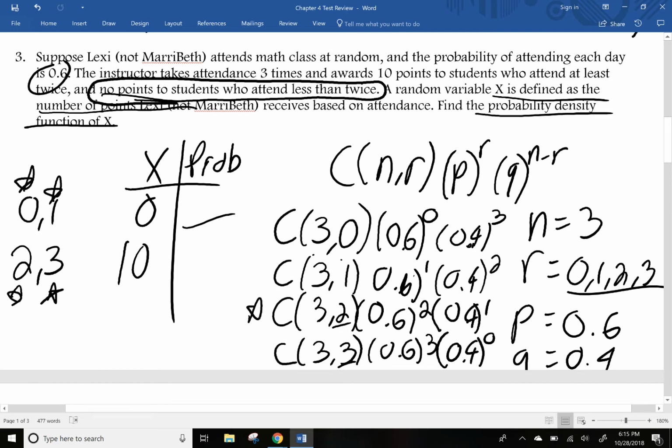If you get these 2 answers and you add them up, you can get the probability that she gets 10 points. The other way you could do it is, because there's only 2 outcomes here, if you know this outcome already, just subtract that from 1, and that'll be the probability for 10 points. So I'll let you guys work on that. I'm not going to give you the answer on this because cheaters.